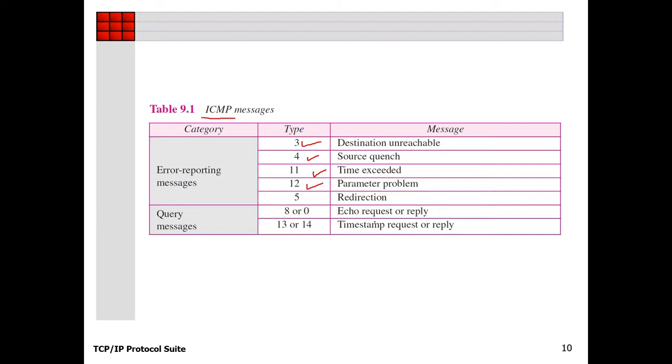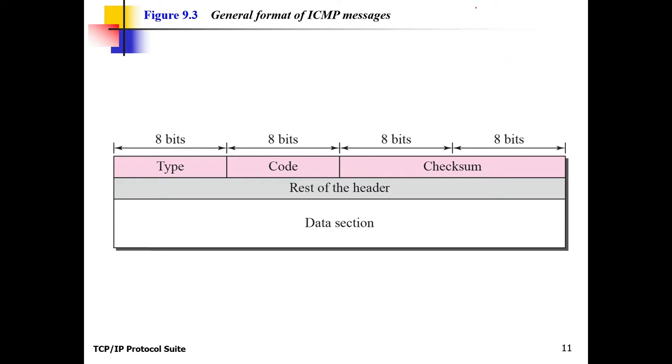Also, there are query messages, which are echo request or reply. What is echo? Like when you shout and your voice comes back, right? If you need to know if there is connectivity between this host and that host, you send an echo message. And if it comes back, that means there is connectivity. That's the echo. Also, type 8 is to send and 0 to reply, 13 to send and 14 to reply, and timestamp request or reply. So you need to know the timestamp. These are the different messages that we have.